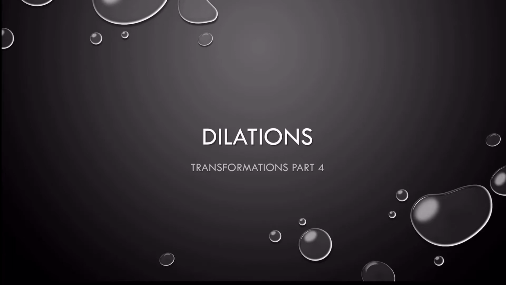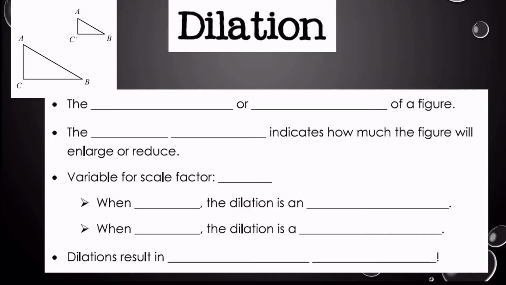So here we are at our fourth and final type of transformation. It's called dilations. This is unique in that it does not create a congruent shape; our shape is going to look a little different. So let's see what it does. What is a dilation? Well, you see in your picture here, you have an example. But a dilation is the enlargement or reduction of a figure.